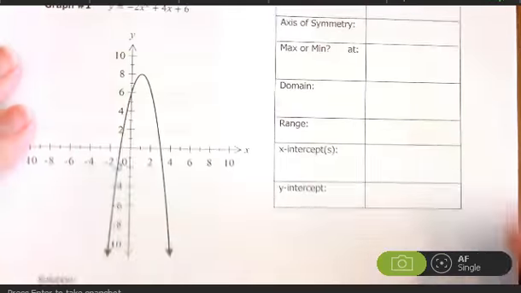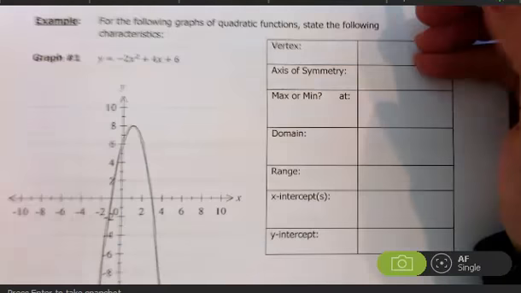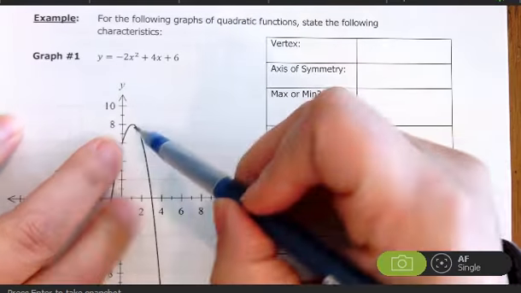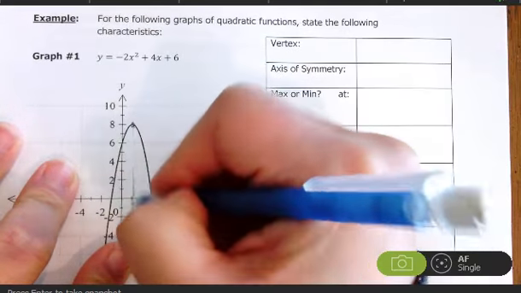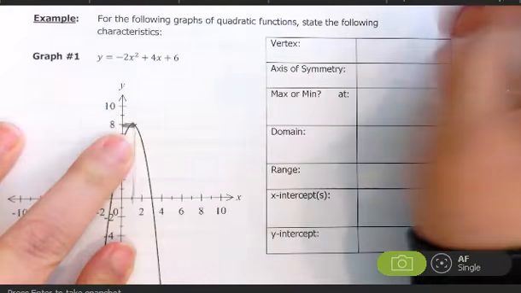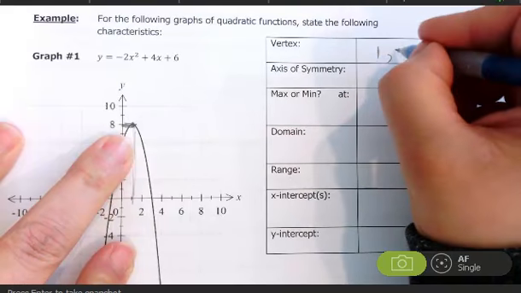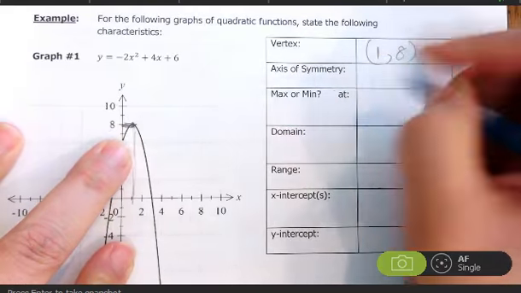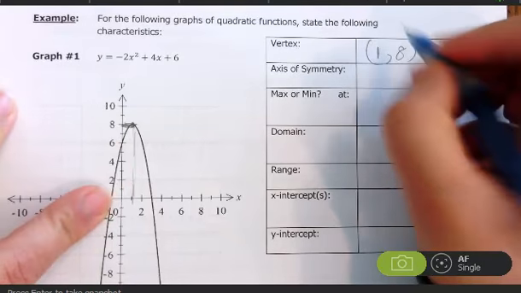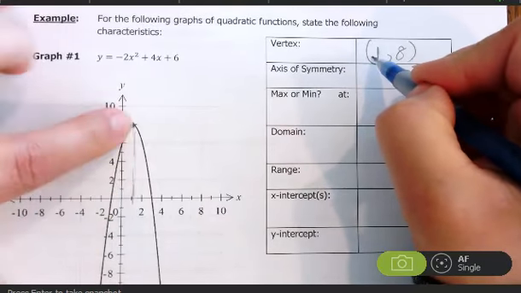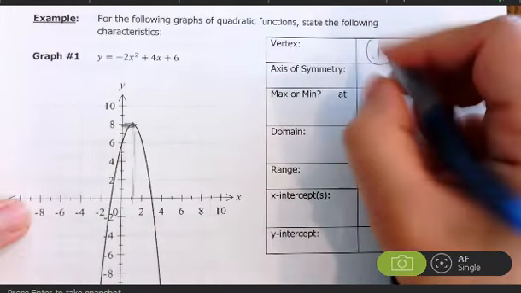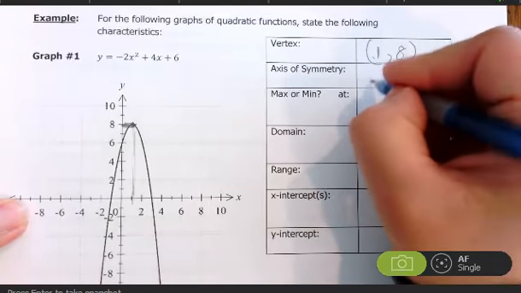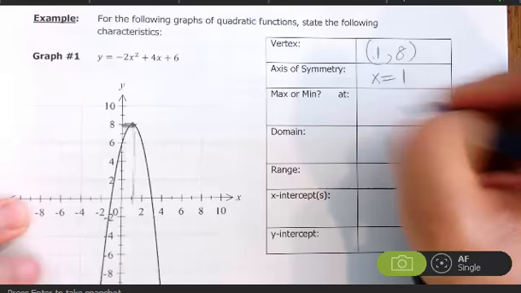For the following quadratic function, state the following characteristics. Okay, so we're going to look at the graph and analyze what's happening. So the vertex, that's this point right here, and we're going to read it off the graph. So that's at (1, 8). The axis of symmetry is going to be the x value of the vertex, because that's where we can fold it in half and make it symmetrical on both sides, so they're mirror images of each other. So we want to state that as an equation, so x equals 1 in this case.